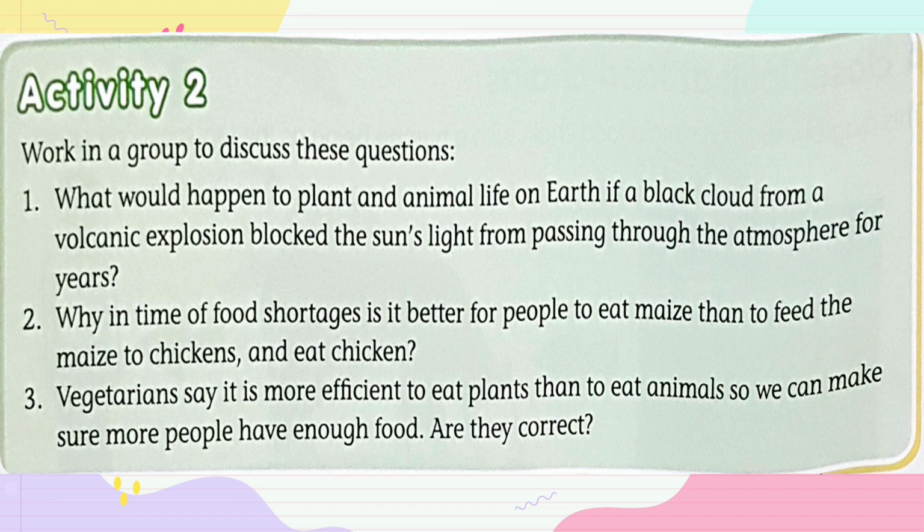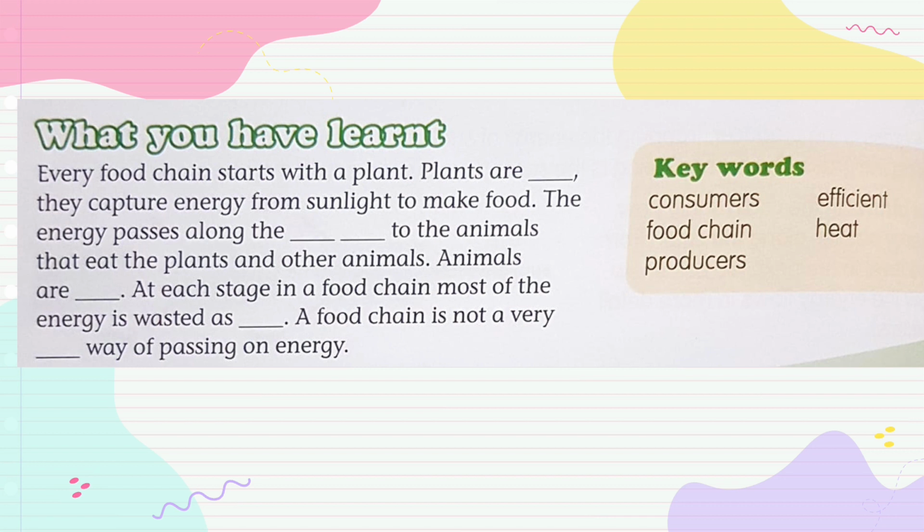No. If all the people start eating plants and the animals also eat plants, what will happen? The plants will finish, and then again, like we said, there won't be any more living things in the world, right? Okay, now let's move on to what you have learned today. Every food chain starts with a plant.